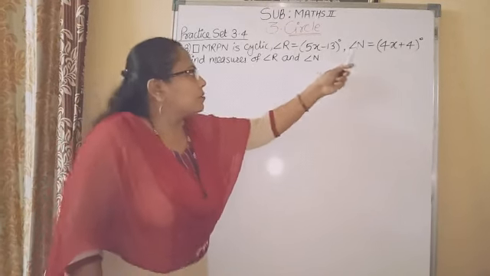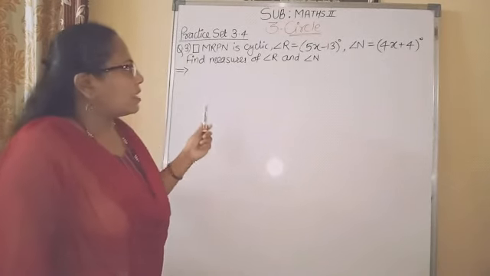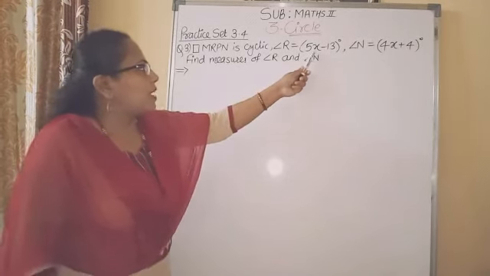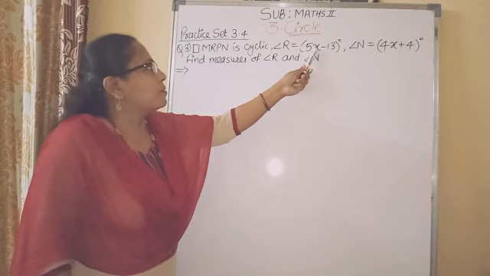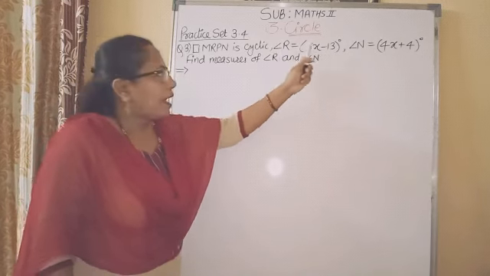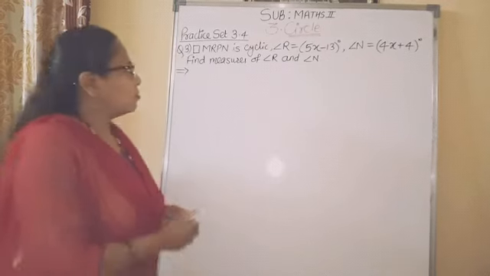So the sum of these two measures is 180. So we will get an equation here. Solve that linear equation, get the value of x, and from that you can find the measure of angle R and the measure of angle N. Followed? So let us start the solution.